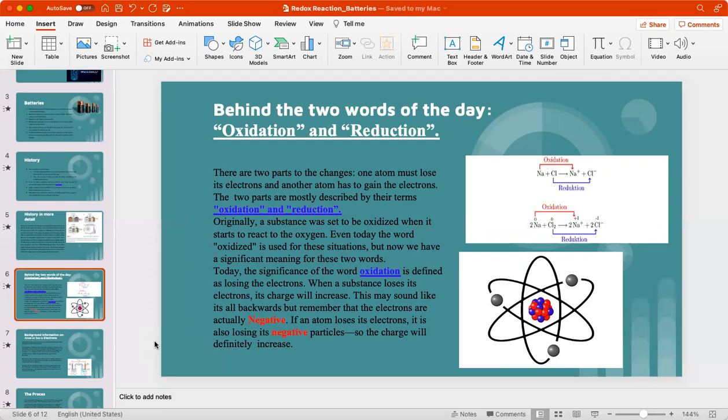In today's world, oxidation is defined as the losing of electrons. When a substance loses its electrons, its charge increases. This sounds backwards, but remember the electrons are negative. If an atom loses its electron, it is also losing a negative particle, so the charge will increase.